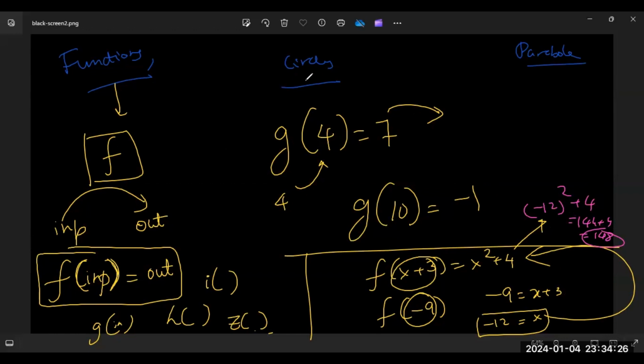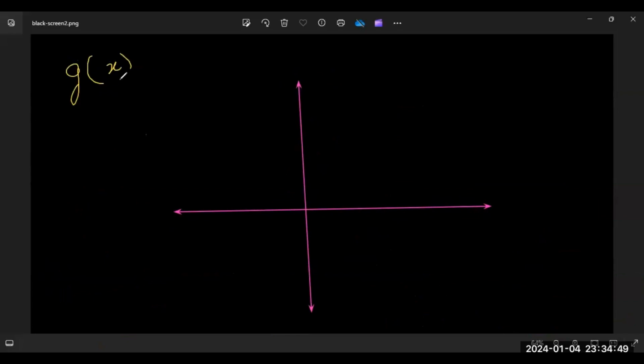Clear to all? Now, why are we discussing functions here? Because we can use coordinate geometry in order to simplify our life with functions. If you want to represent the behavior of some function, let's call it g of x, the x-axis will be the input, the y-axis is the output. Now, this is nothing new. All of you have done so many graphs before.